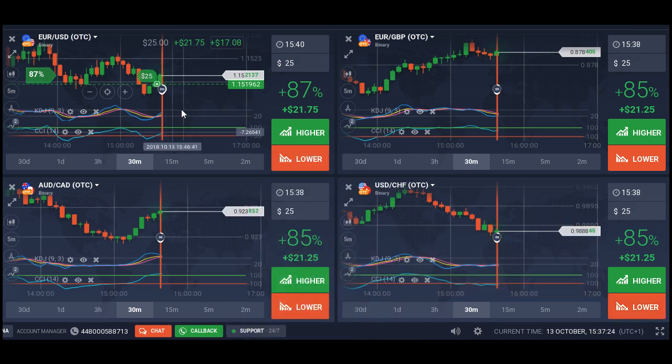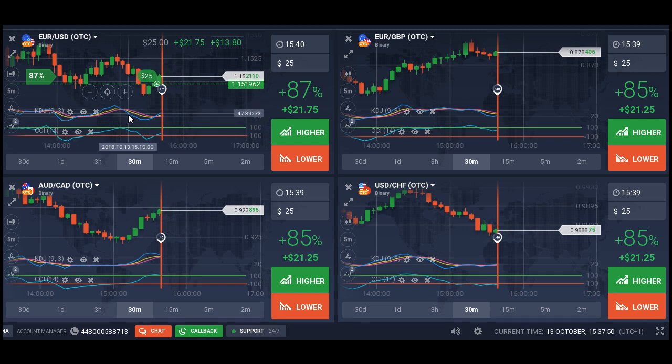Now I took 2 trades here on 5 minutes expiration on Euro USD. What do I look out for? Look at the KDJ, the blue line has to cross over the two other lines and make a moon shape or an oblong shape. Look at it. You see the way it crosses? This is a moon shape. You know how the moon looks like. Or it forms an oblong shape. Just that, that is one.